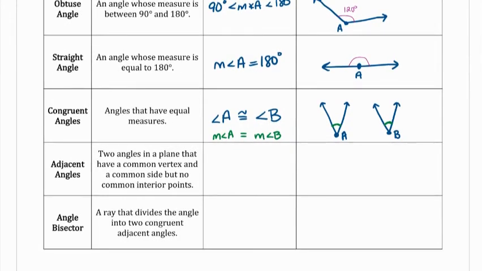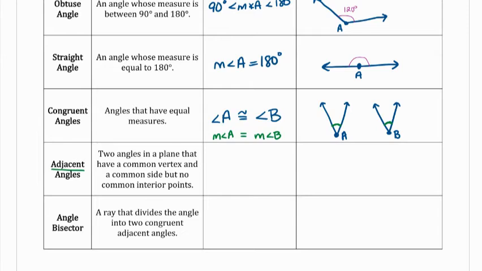Okay, our next couple, adjacent angles. That word adjacent means next to, right? If you're standing adjacent to someone or a building or something, you're standing next to it. So adjacent angles are 2 angles in a plane that have a common vertex and a common side, but no common interior points. So really all that means is that it's 2 angles that are next to each other, but they have to share the same vertex.